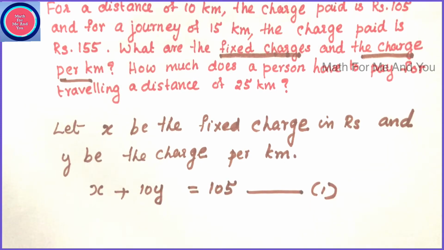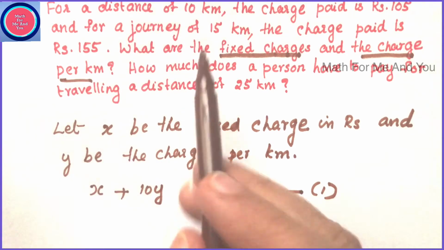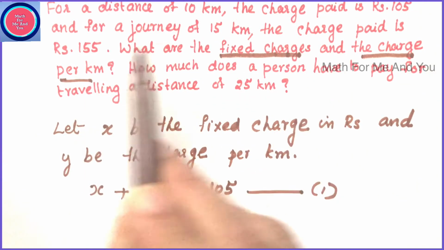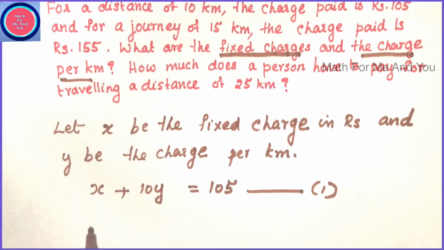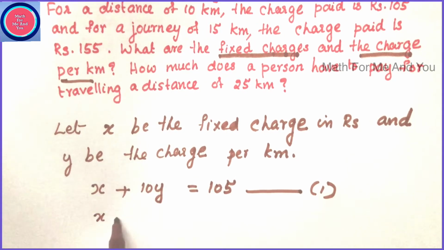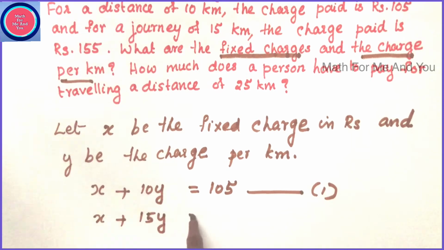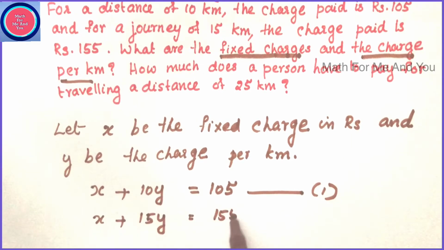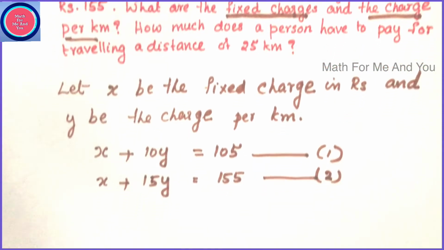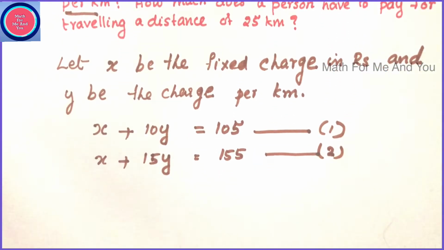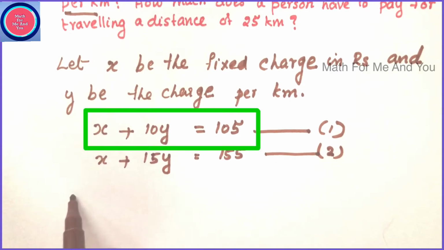Next line, it is given for the journey of 15 km, the charge paid is 155. For 15 km also there will be fixed charge, also charge per kilometer. That means there will be x plus 15 times y is equal to 155. Equation number 2. Using substitution method, we can solve. Select any of the equation. We can select equation number 1.